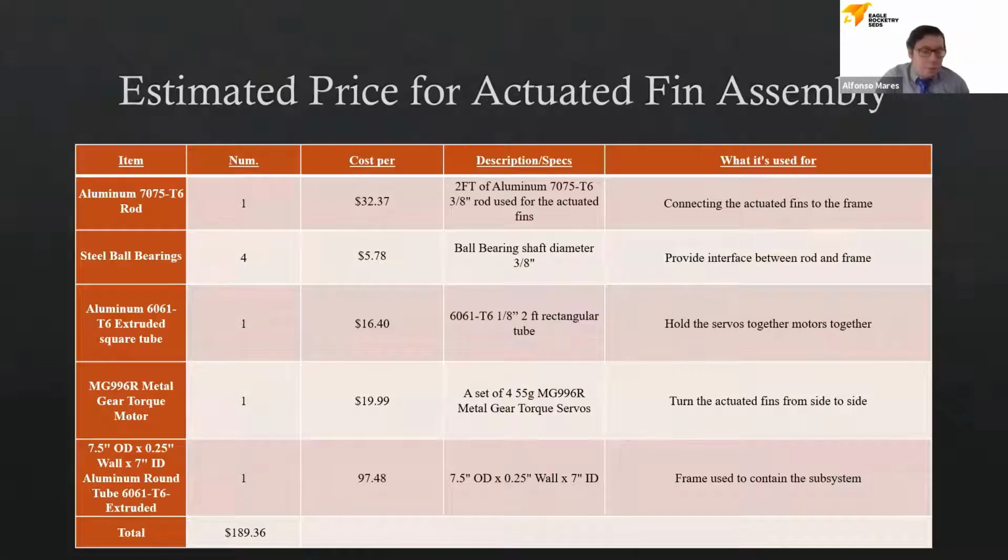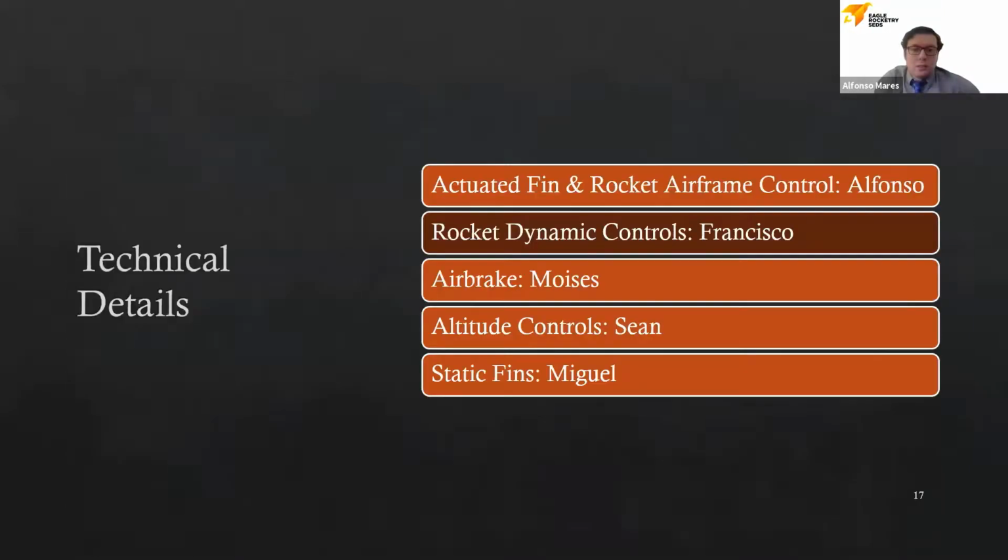And now the estimated budget and pricing for the actuated fins. So here you can see the components used earlier. Some aluminum 7075, some 6061 for various other components. The specific MG996R metal gear torque motor. And it comes to a grand total of $189.36. So from here, we're going to move on to Francisco, who is going to talk more about the rocket dynamic controls.